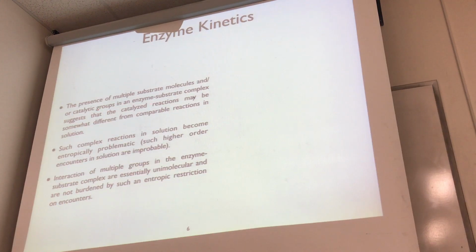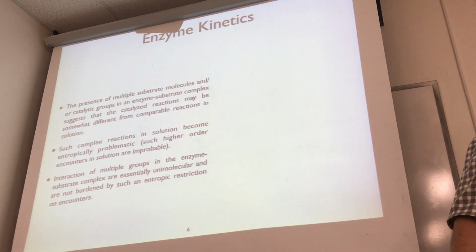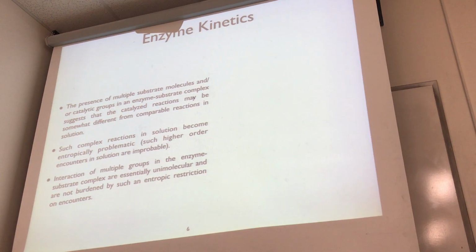The presence of multiple substrate molecules and/or catalytic groups in an enzyme substrate complex suggests that the catalyzed reactions may be somewhat different from comparable reactions in solution. Such complex reactions in solution become entropically problematic. Such higher order encounters in solution are improbable, meaning that the enzyme brings together a whole suite, a whole environment, an organization of functional groups in catalyzed reaction that is not really conceivable outside the context of the enzyme, right?